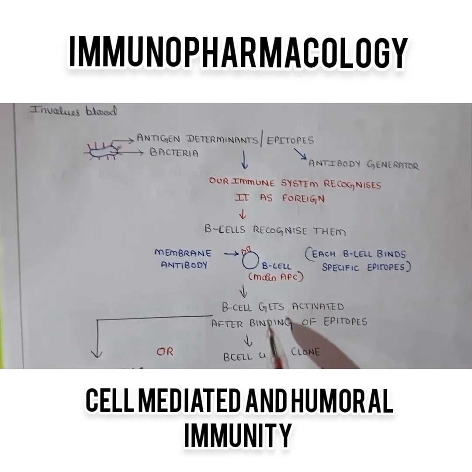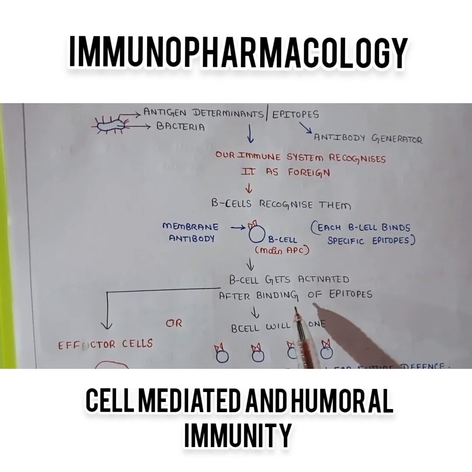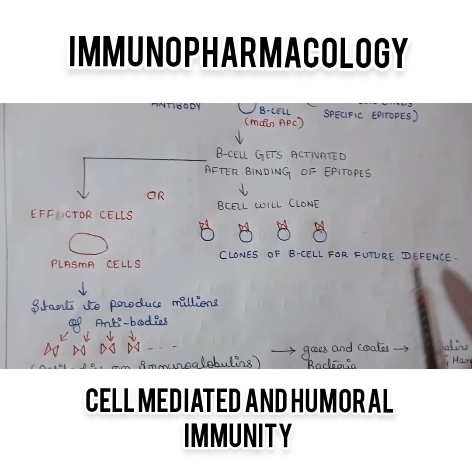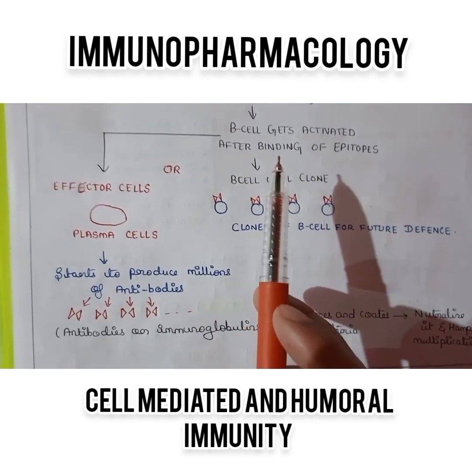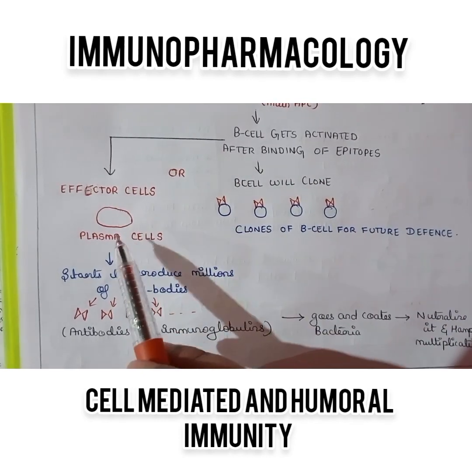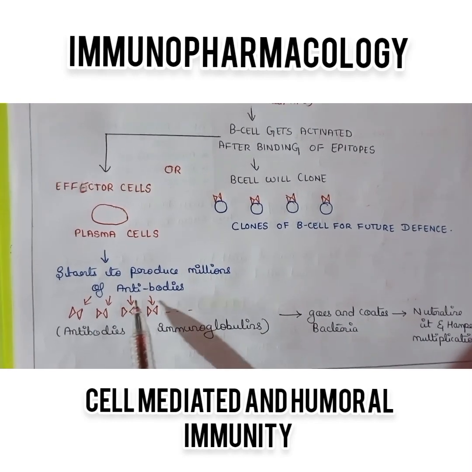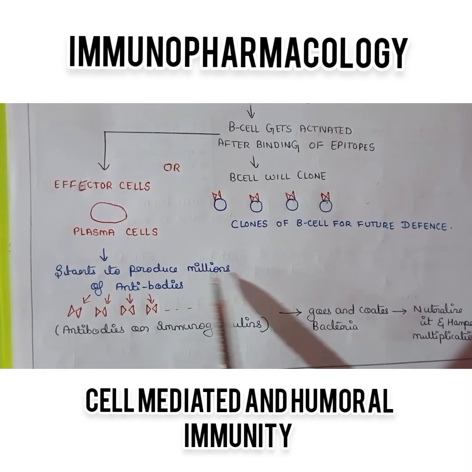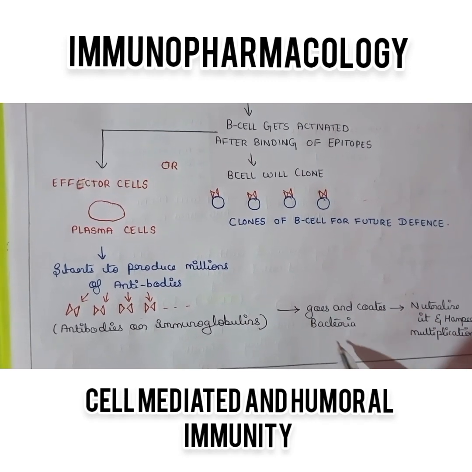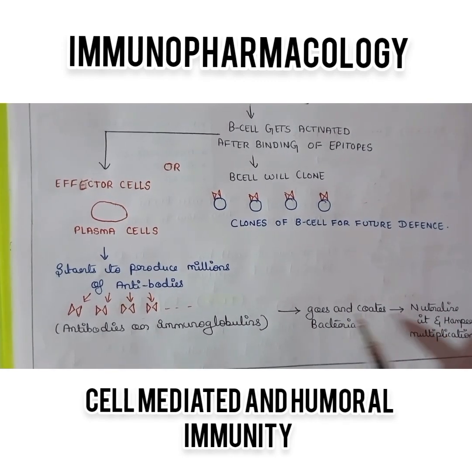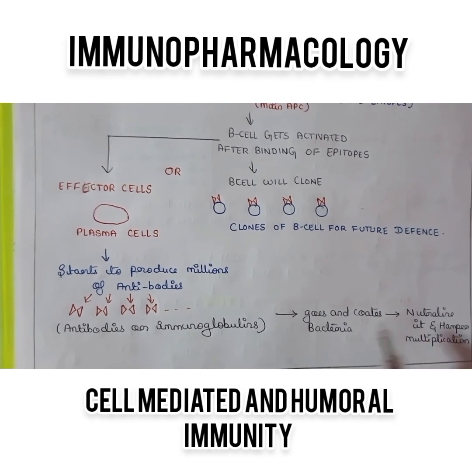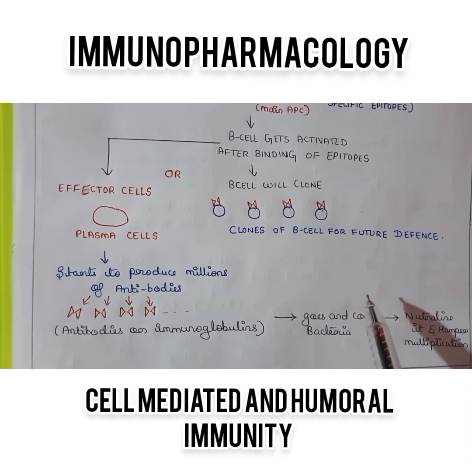So when it binds, what happens? The B cells will get activated when it binds here. You can see there are clones of B cells being formed for future defense purposes. Or what happens, these B cells, when they are getting activated, form something called plasma cells or effector cells. They will produce millions of antibodies, or you can say immunoglobulins, which go and coat the bacteria. After it coats, what happens? It will be neutralized, and the multiplication of the bacteria will be hampered. And this is how humoral immunity works in our body.